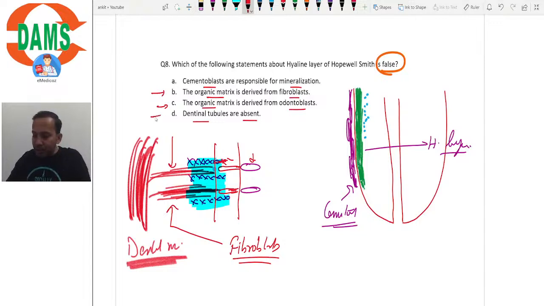Also, dentinal tubules are absent. So all these three statements are correct. Option A, that is cementoblast is responsible for mineralization, this is false. So as we have just seen here, the mineralization is by odontoblasts, isn't it? So this is the correct statement. Option A is the correct answer. So let's go to the next question.